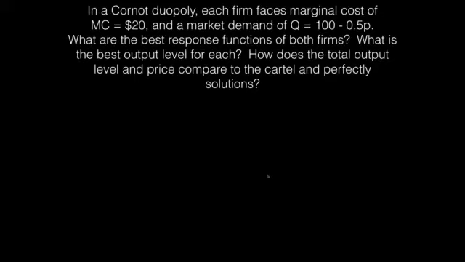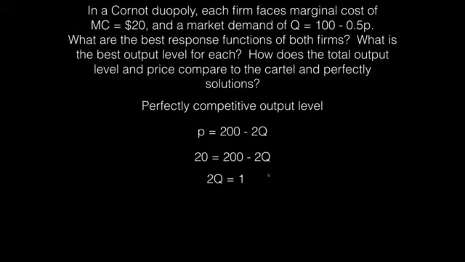And if we want to find out what the perfectly competitive output level is, realize that in perfect competition, marginal cost is equal to price. So we can put marginal cost in here, substituting in for 20. So we get 20 is equal to 200 minus 2Q. And solving for Q, we get a quantity of 90.